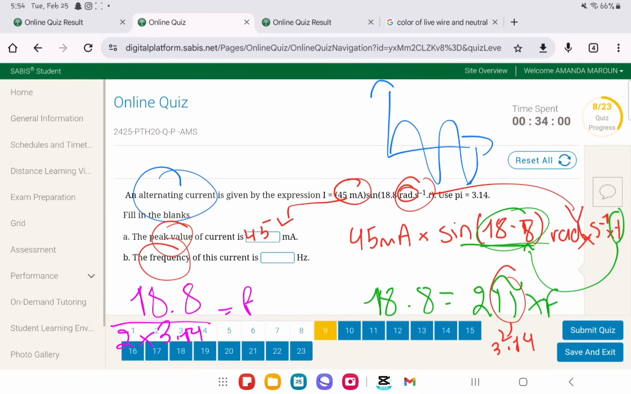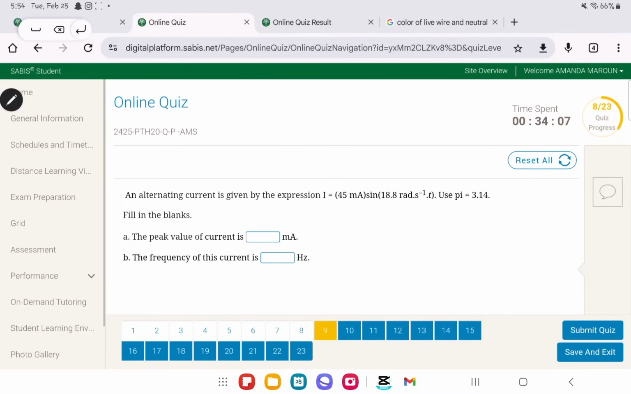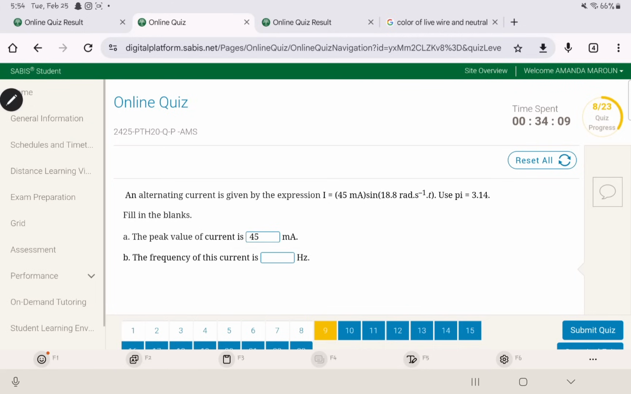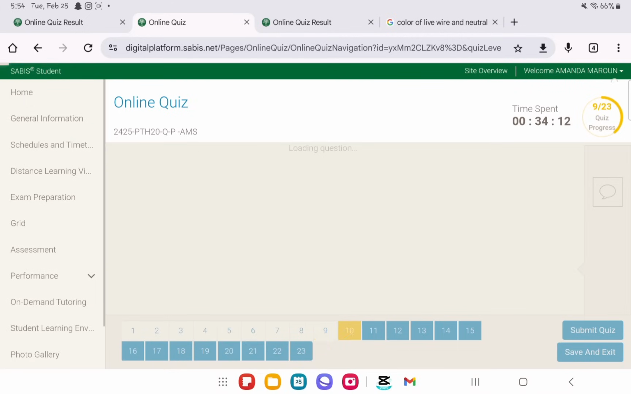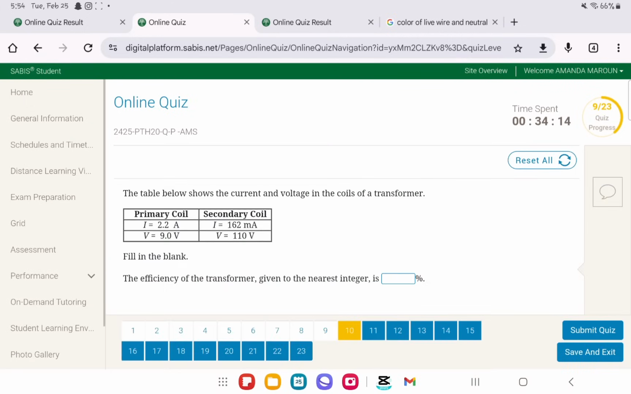You are going to get an answer of 2.99. You can put it like this, or you can round it and put 3 as your answer. So for the first one, it is 45, and for the second one, it is 3 hertz. We move on to question number 10.